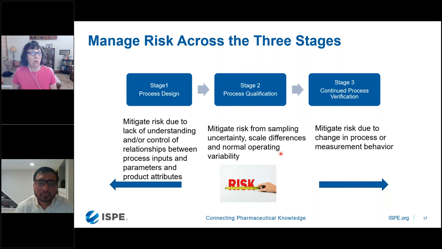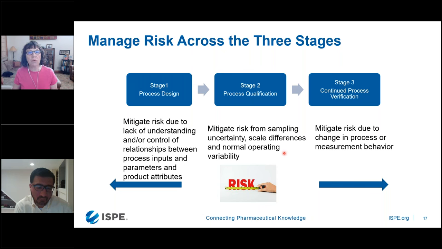We don't measure every one. So there's sampling uncertainty. We measure a small amount of a total population of a batch. We're mitigating the risk due to scale differences. If in a biologic product, let's say we've been using small scale reactors and separation columns, we have to assess what our scale differences are. And then normal operating variability too.